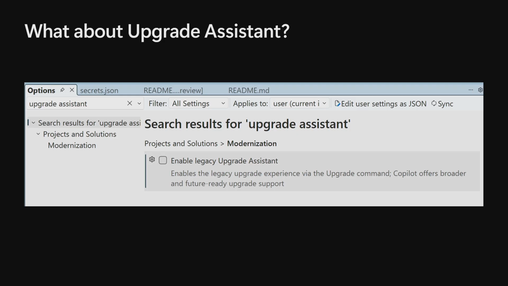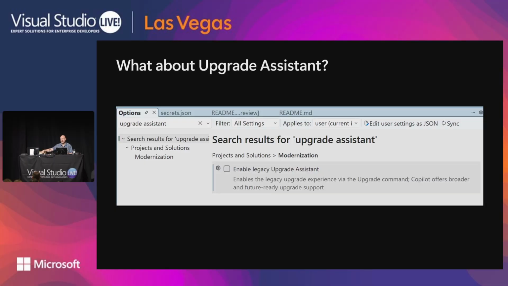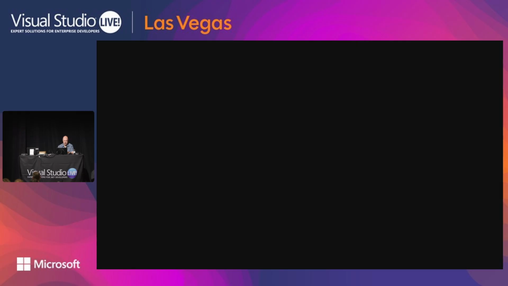But one other question we always get: what about Upgrade Assistant? I can't use Copilot in my business for whatever reason. So with Upgrade Assistant now, if you right-click on a project, you don't get Modernize with Upgrade Assistant anymore. That's because we really are recommending that people use the Copilot solution. It really works a lot better. But if you are blocked, you can go into your options and type in Upgrade Assistant. It'll take you to this checkbox and you can enable that. So that is a workaround if you're stuck.